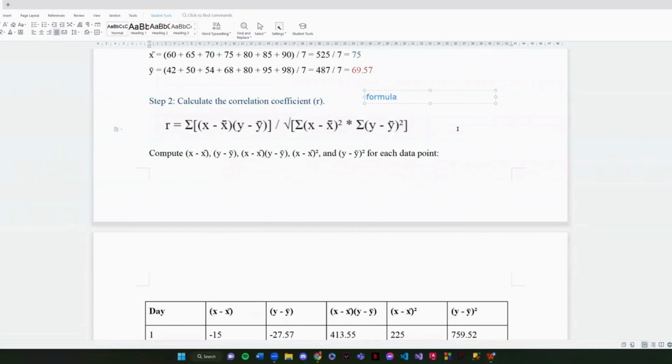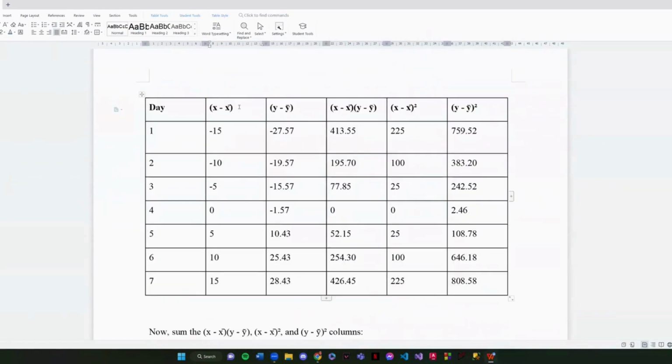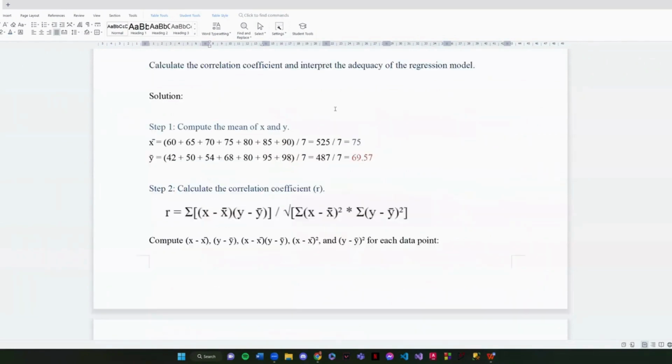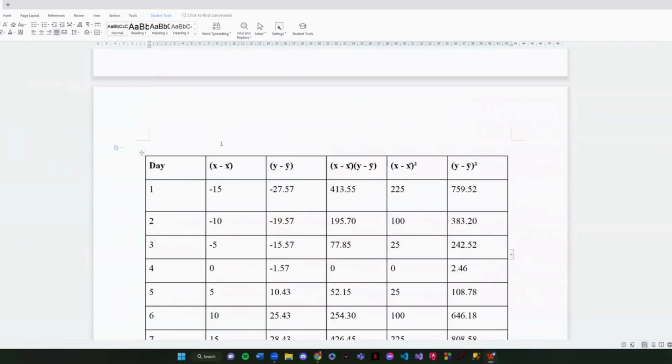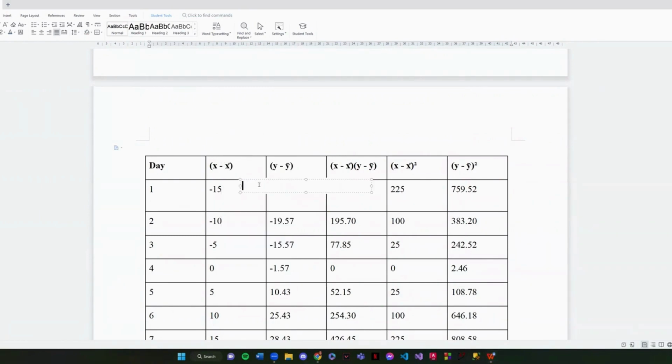So, to calculate R, we need to compute some intermediate values again. X minus X bar, Y minus Y bar, X minus X bar times Y minus Y bar. Same as in lesson 4. We will just use the 75, our mean of X. We put the solution here. So, we have 60 minus 75, we get negative 15. The mean of X is 75, we just need to subtract that.